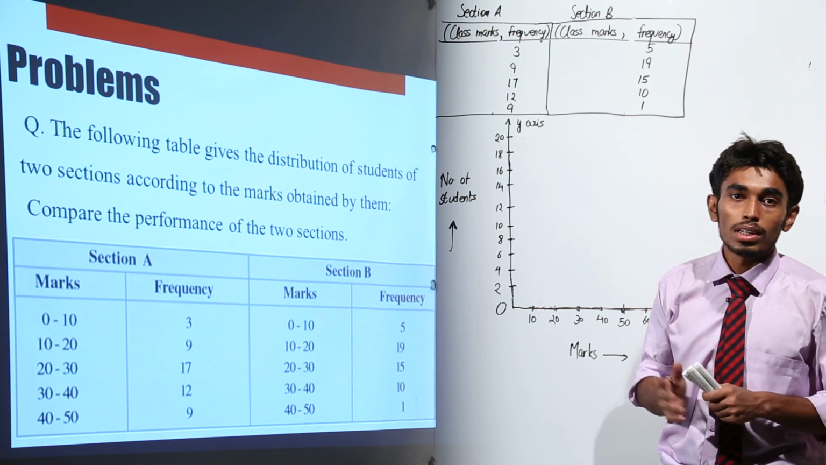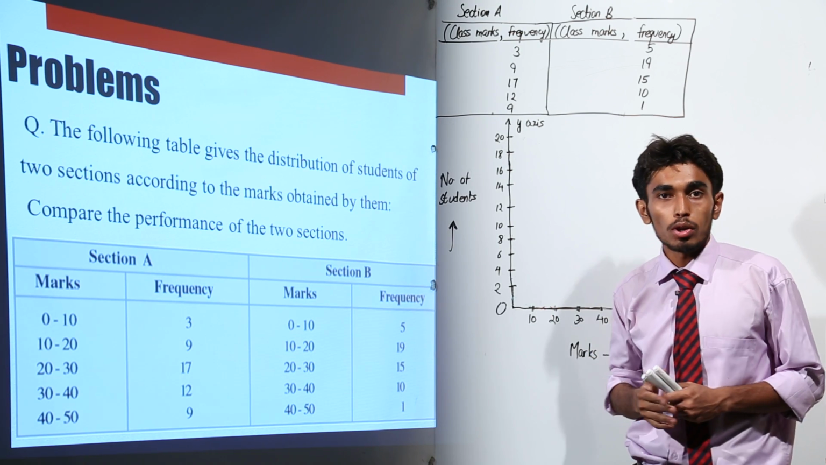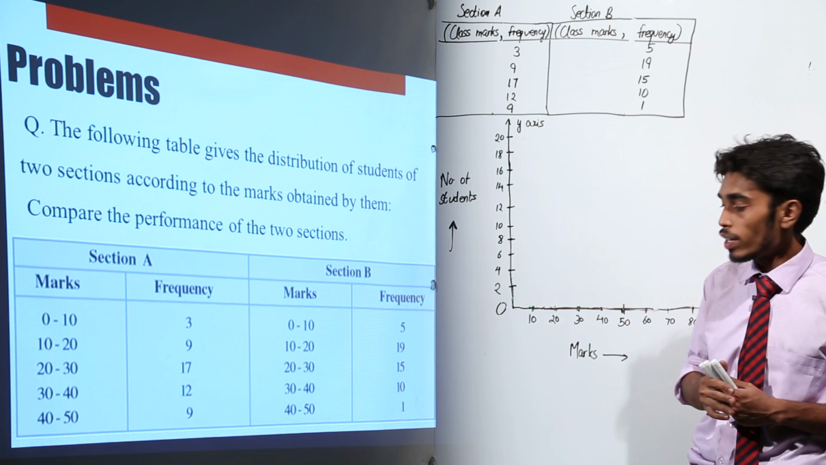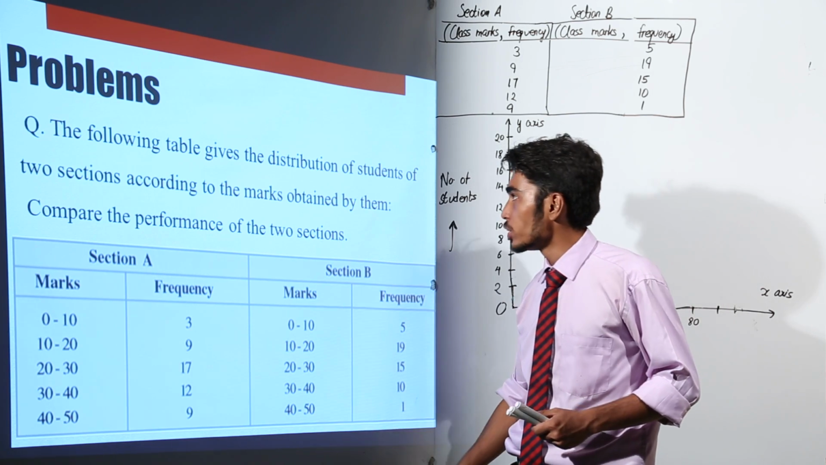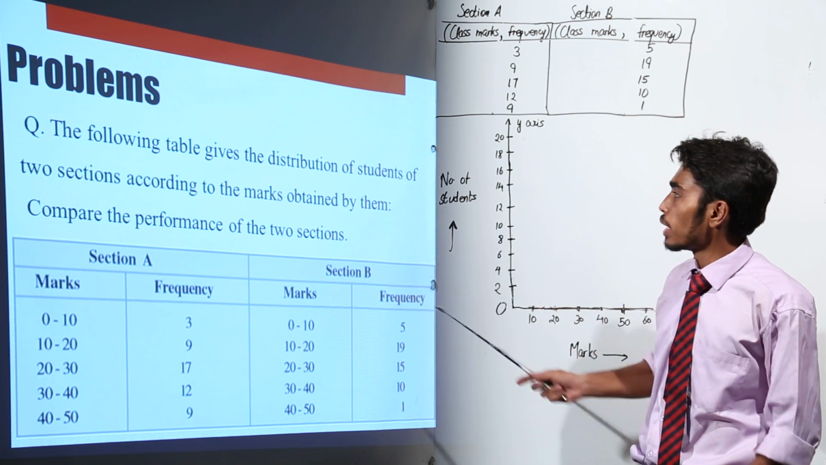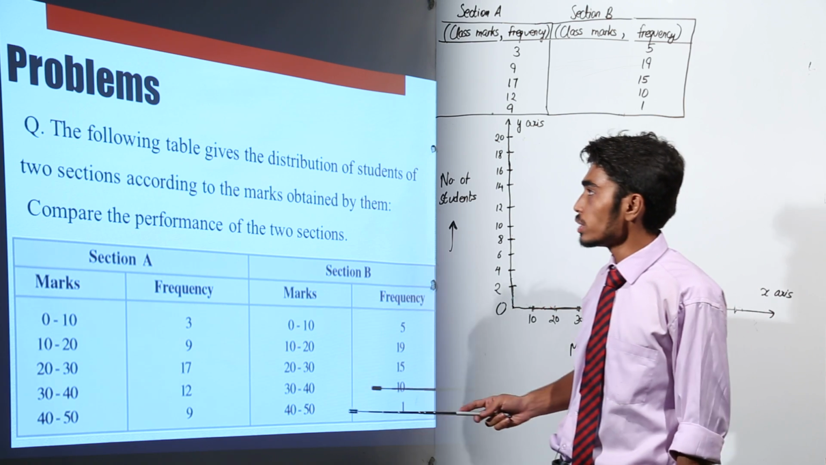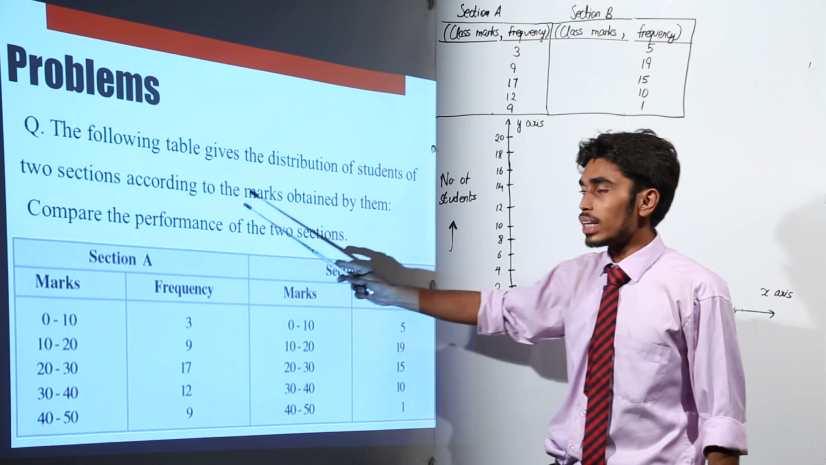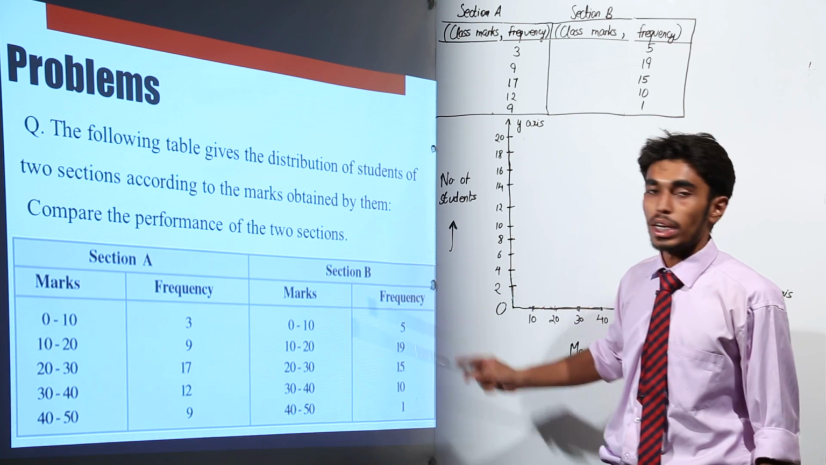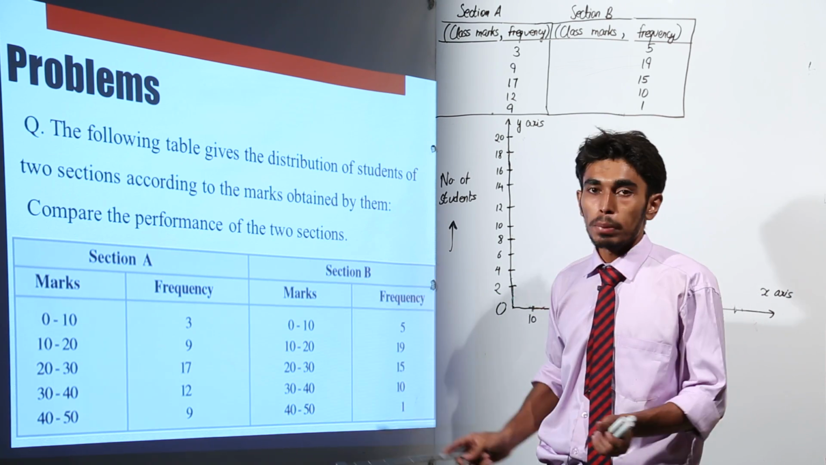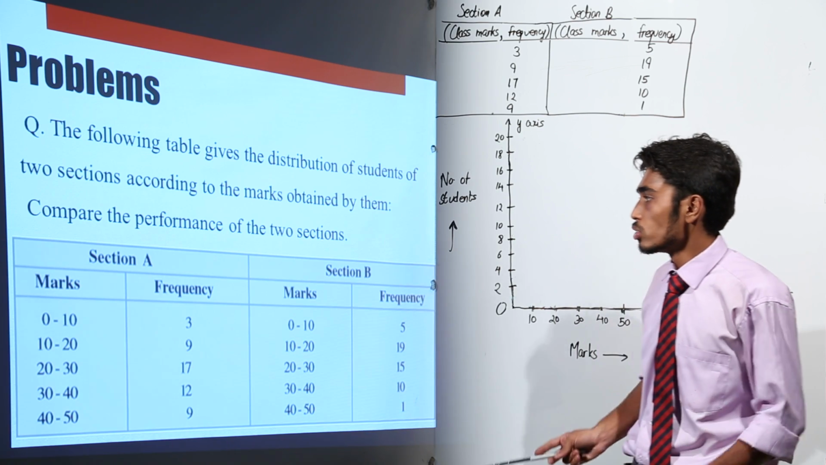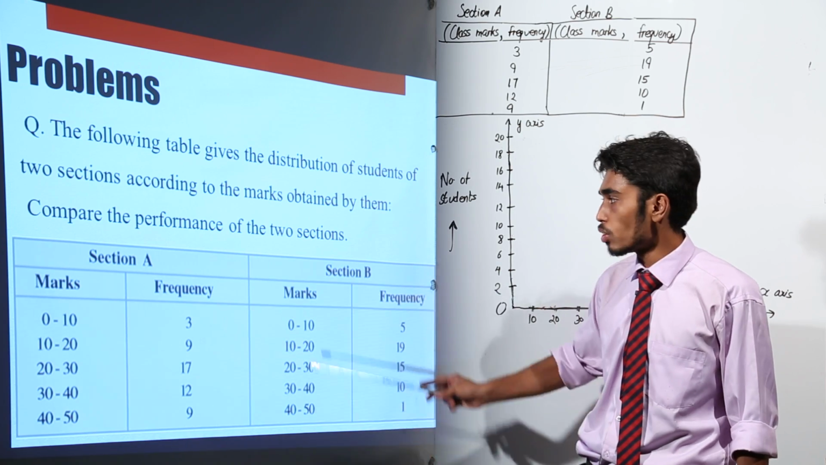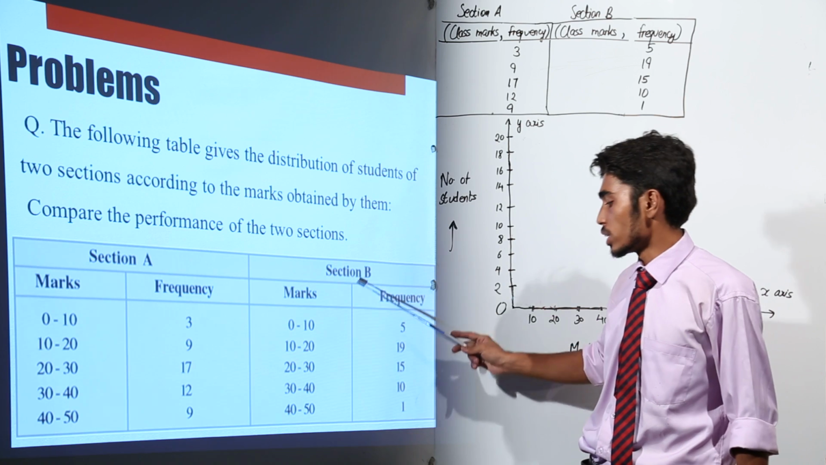Now let us learn another method to draw a frequency polygon without using a histogram. Let me read out the question for you. We'll learn this method with the help of this question. The question says: the following table gives the distribution of students of two sections according to the marks obtained by them. We need to compare the performance of two sections. So these are the marks and these are the frequencies of both section A and section B.